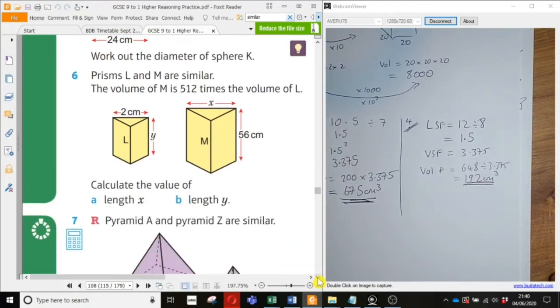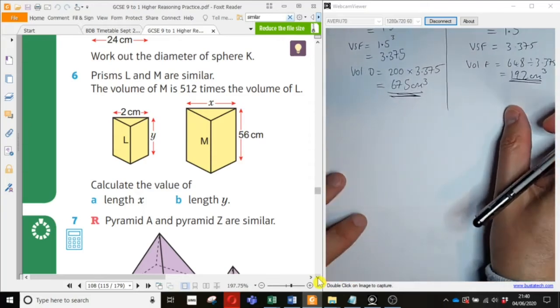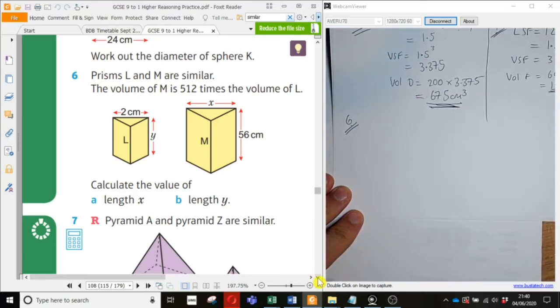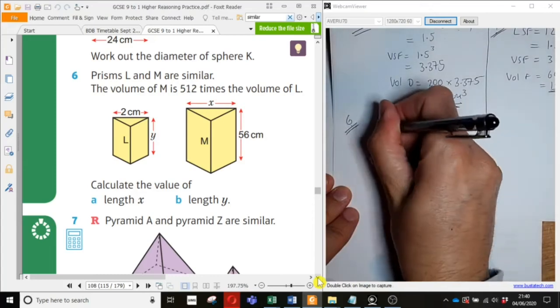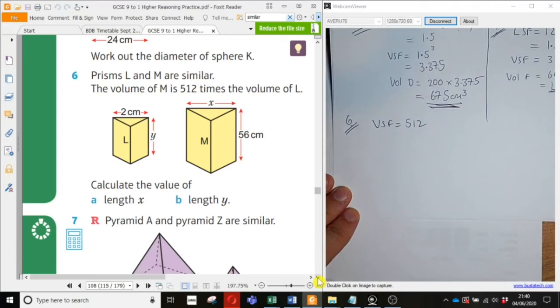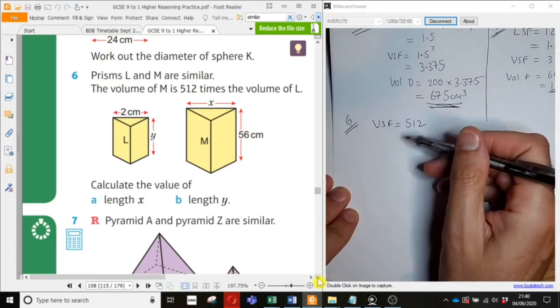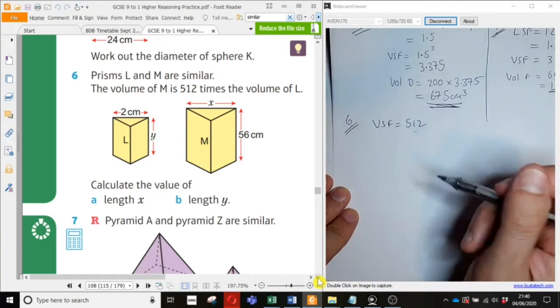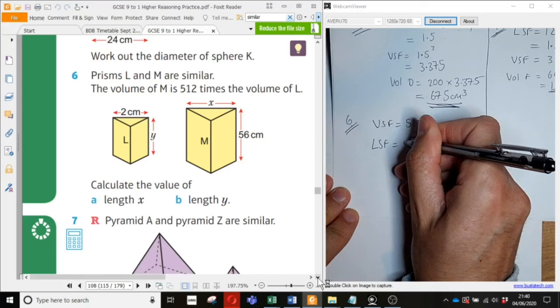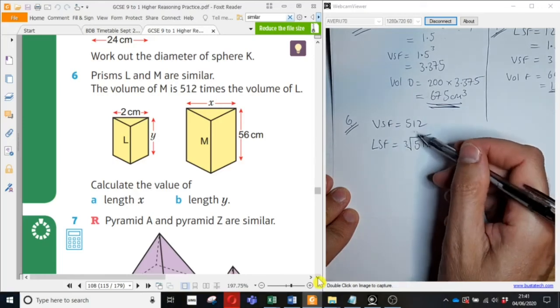There's another type of question that I want to find. Here we go, question 6. Prisms L and M are similar. The volume of M is 512 times the volume of L. Now that's a funny way of telling you the volume scale factor. If one volume is 512 times the other one, then that's the volume scale factor. Hopefully this is a cube number. I have a funny feeling it is, because the length scale factor is the cube root of that.